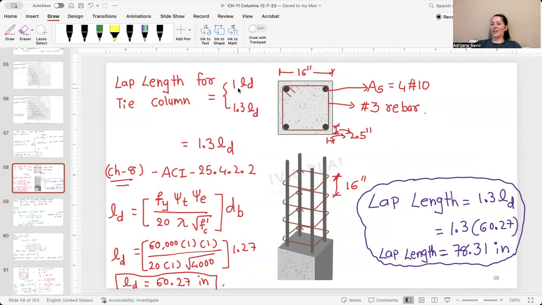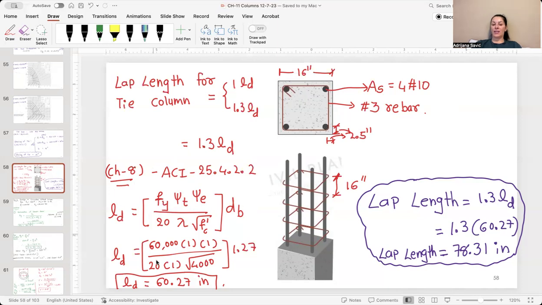We said it is in the range between 1 and 1.3. Let's assume it to be 1.3. So we have number 10. So this is number 10 rebar, and here is secondary steel, or our stirrups, which we assume to be number 3. We have concrete cover 2.5, and using the simplified ACI equation, we have fy times Ct times Ce, and we are dividing by 20 times lambda square root of f'c, and we are multiplying with rebar diameter.